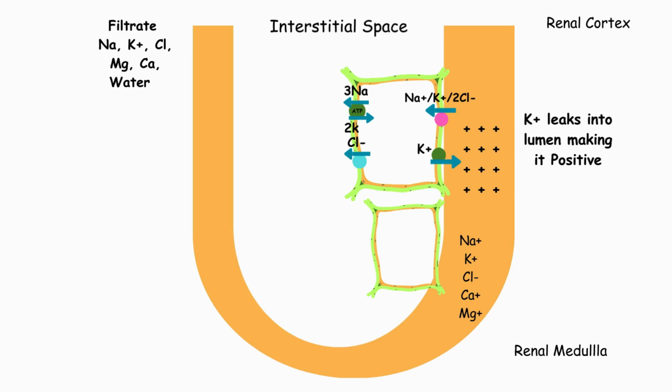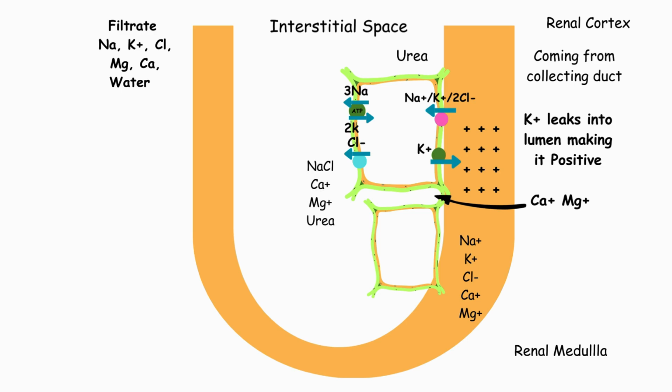Potassium that enters into the cell will leak back into the tubular lumen, making the lumen positively charged. Calcium and magnesium present in the filtrate will be repelled by the positive charges and move through the paracellular space between the cells into the interstitial space. Urea is also transported to this interstitial space from the collecting duct. Now you can see that sodium chloride, magnesium, calcium and urea are all present in the interstitial space, making it very salty.